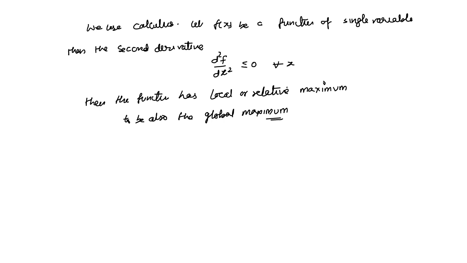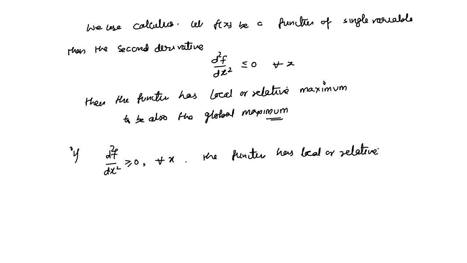And when we change the sign, that means the sign less than or equal to, if we write in the second part d square f upon dx square greater than or equal to 0 for all values of x, the function has a local or relative minimum, to be also a global minimum.